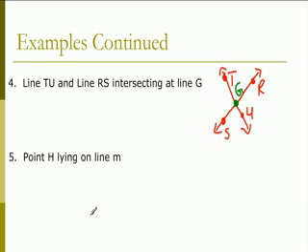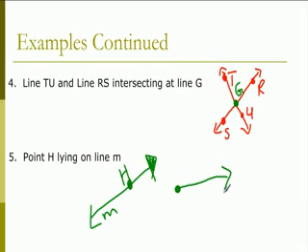Point H lying on line M. Okay, so we have a line and it's labeled M, and H is somewhere on that line. It does not matter where you put your points. It does not matter where you label them. It only matters that you label them with a capital letter and that you either put an arrow at the end for a line or a point in a line for a ray. So those are the things that really matter. Making sure you have your arrows on the end of your lines and that they're capital letters for points. It doesn't matter where on the line you put the point unless they specify that.